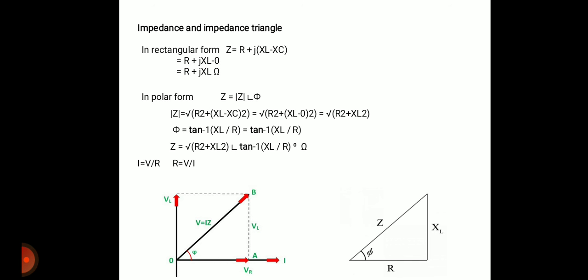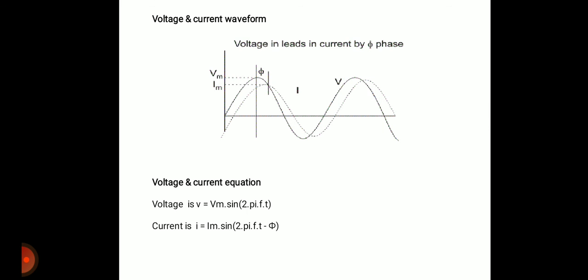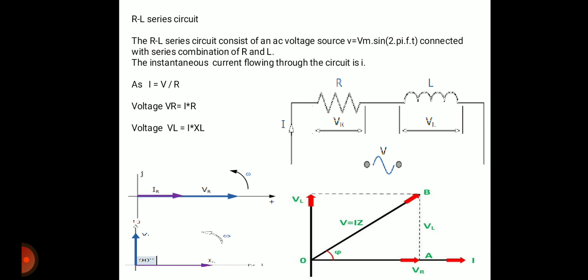Theta is tan inverse of X by R. X is nothing but XL minus XC. XC is 0, so X is replaced with XL only. So theta is equal to tan inverse of XL by R. Z is equal to under root of R square plus XL square at the angle of tan inverse of XL by R degree ohm.